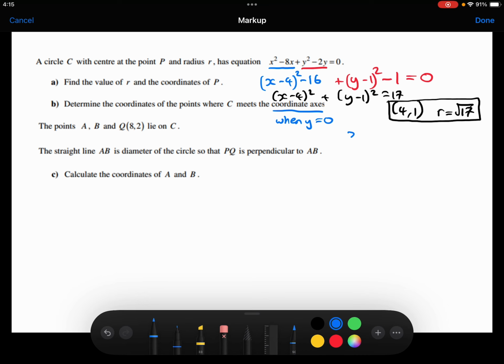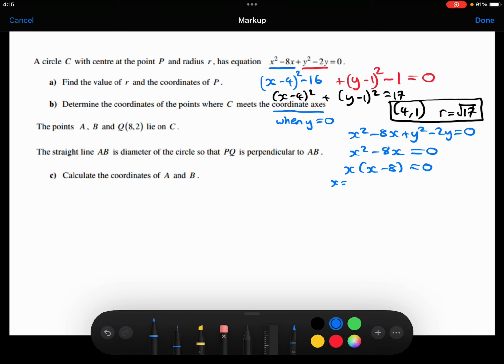So we'll take the equation and we're going to make y 0. So the y squared and the 2y will both be 0 as well. So we'll get x squared minus 8x is equal to 0. We'll factorise the x outside, and we'll find that either x is 0 or x is 8. So we've got the coordinates (0, 0) and (8, 0).